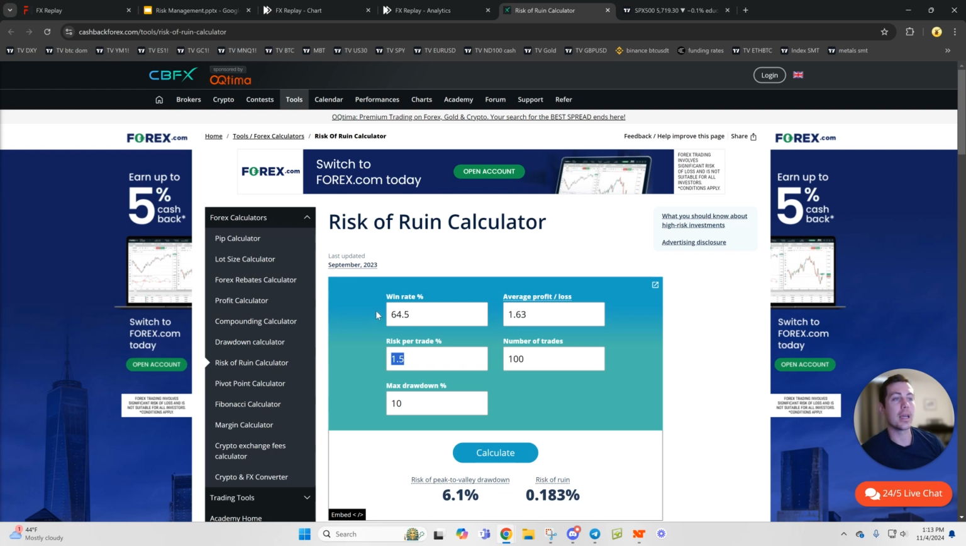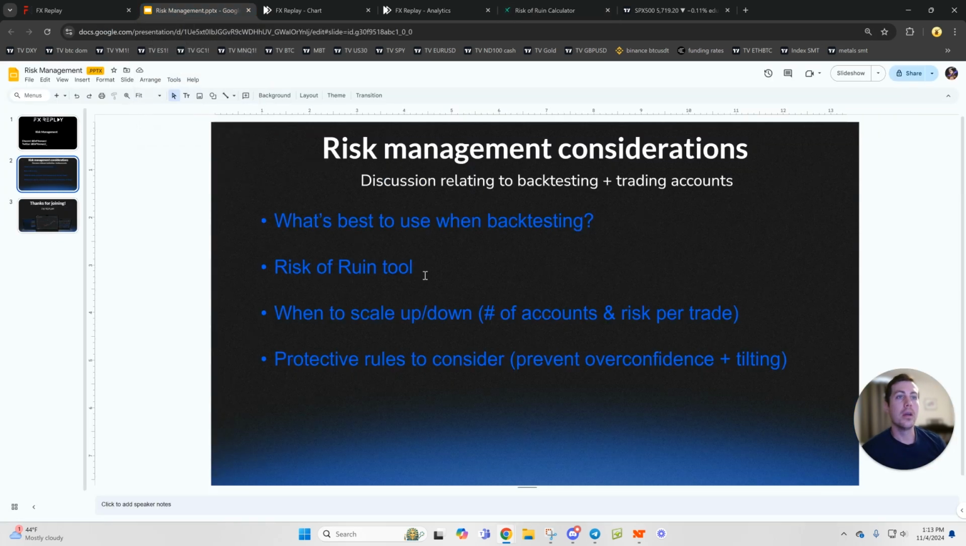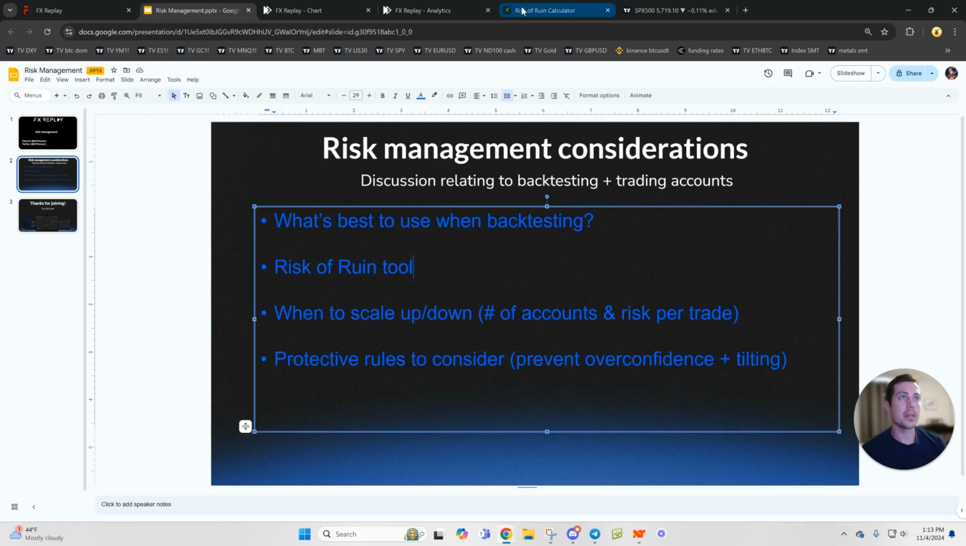But overall, you can input the metrics from FX Replay in here with the drawdown for whatever challenge, and this is a pretty good rule of thumb for what risk per trade might make sense for your challenge. And then there are also considerations for challenges versus funded. So yeah, we'll talk about that right now.